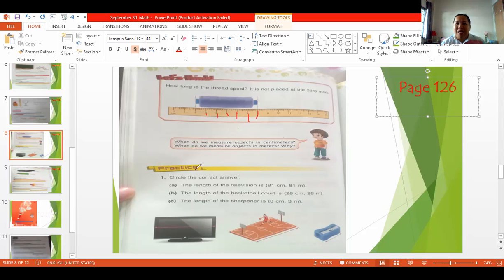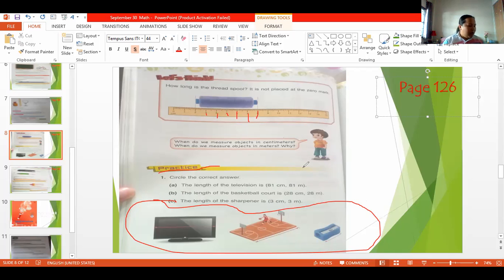Also here, this is the practice. Circle the correct answer. Just look at this one. Later on, I will give you another example tomorrow. It tells here, circle the correct answer. Letter A, the length of the television is 81 centimeters or 0.28 meters. The length of the basketball court is 28 centimeters or 28 meters. The length of the sharpener is 3 centimeters or 3 meters. What do you think? What is the correct answer there?